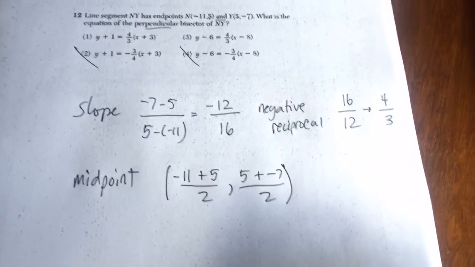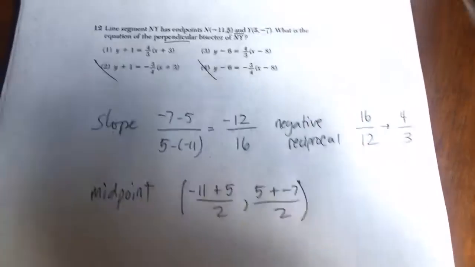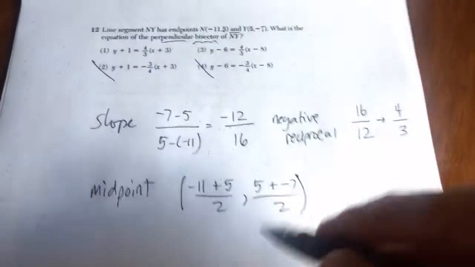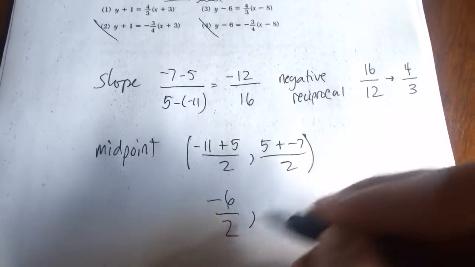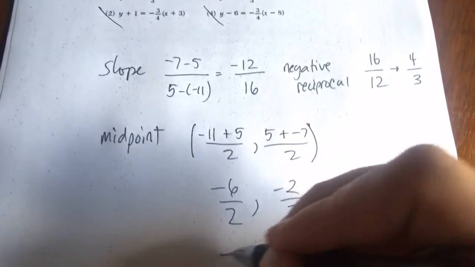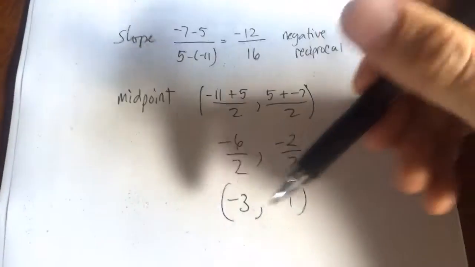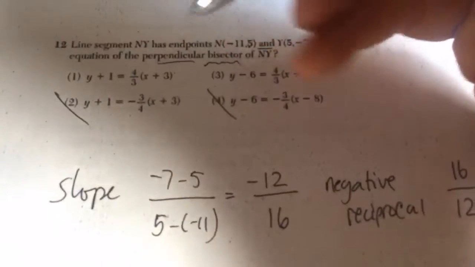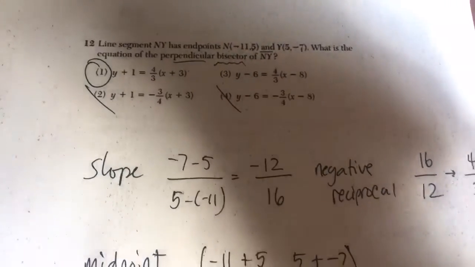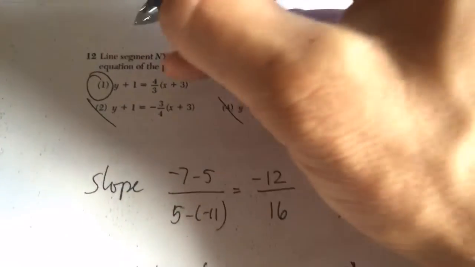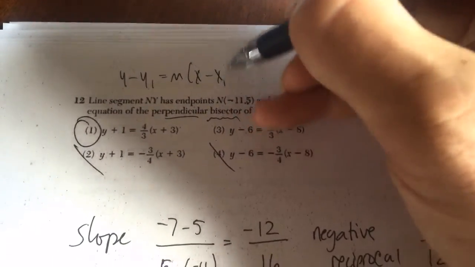It looks like we're also going to have to calculate the midpoint since we're talking about bisector. So what I have is negative 6 over 2 and negative 2 over 2. So negative 3, negative 1 is my midpoint. So which of these formulas is plugging in negative 3 and negative 1? It's choice number 1. Now I understand these are plus signs, but remember it's all because of the point slope formula.